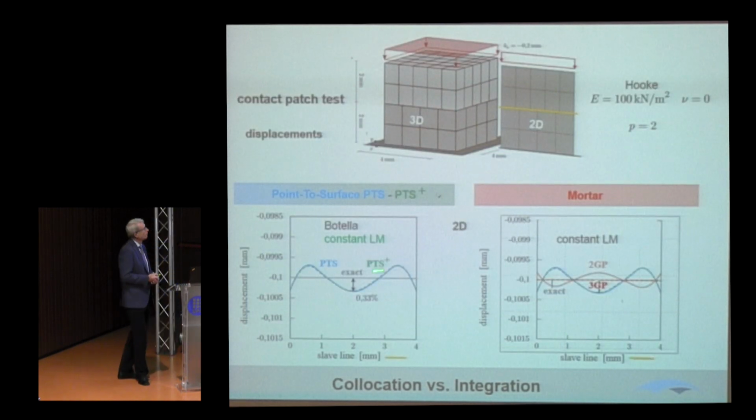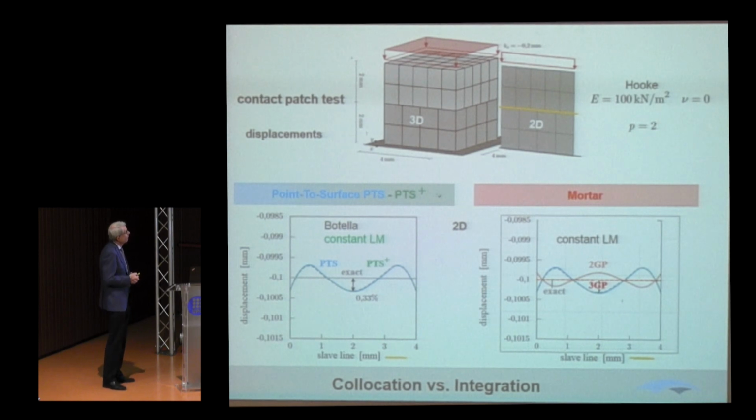One example, a very simple example. It's essentially borrowed from the three-dimensional problem, but analyzed in the two-dimensional way. We have here this slave line, between this yellow one. On the left side, the two methods in this case are very similar, come very close together, the PTS and PTS plus. Botella points are used here, and we use the constant Lagrange multiplier field here.